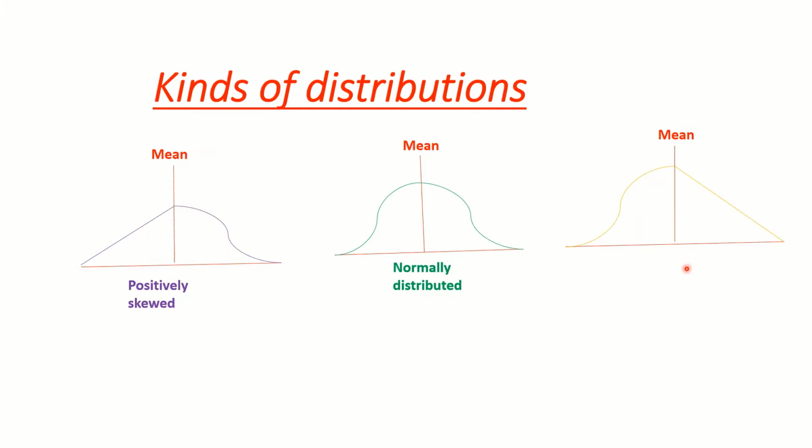The third one is negatively skewed because the curve is tilted down from the left side, but here it's almost a straight line. This is not the image of this one, so they are not symmetric to each other, so it is skewed to the left.